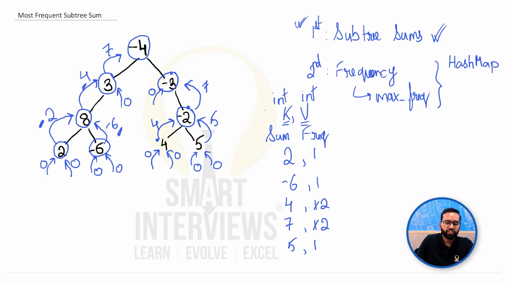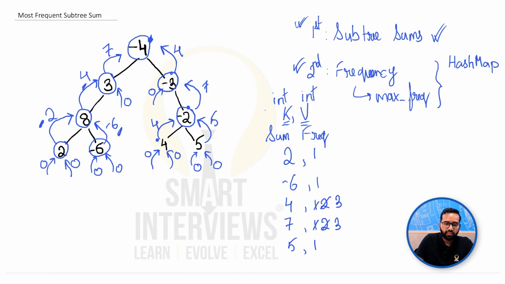For this node, the subtree sum becomes 4. It's already present. We increment the frequency and we return 4. For this node, the subtree sum becomes 7 plus 4 plus minus 4, which is nothing but 7, which is already present. So we increase the frequency. So after both these steps are done, we are able to find the subtree sums and we are also able to store their frequencies in the hash map.